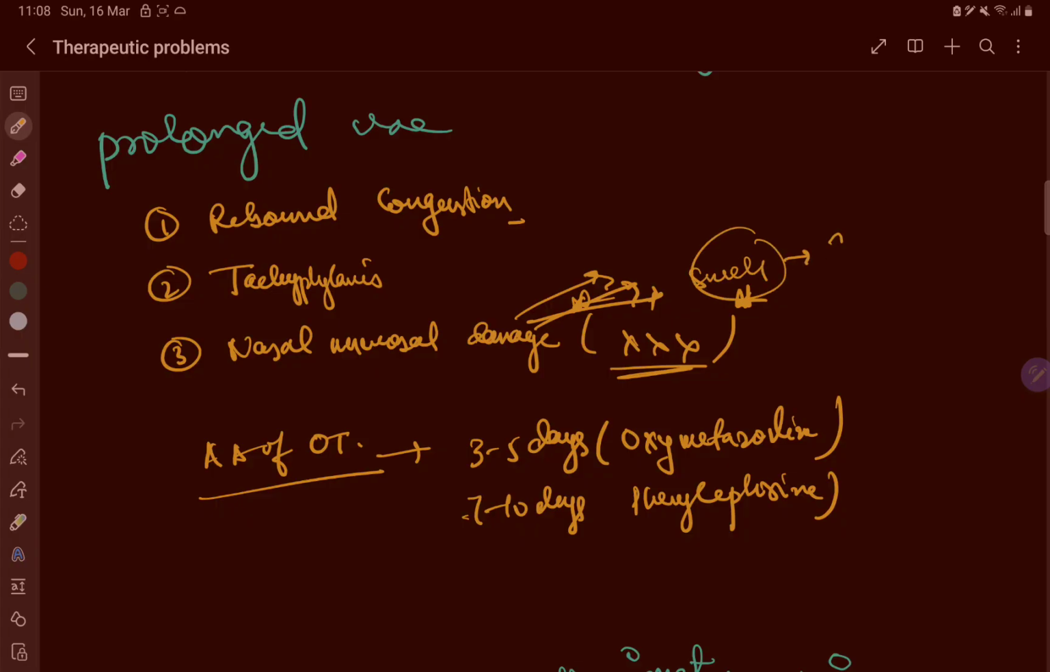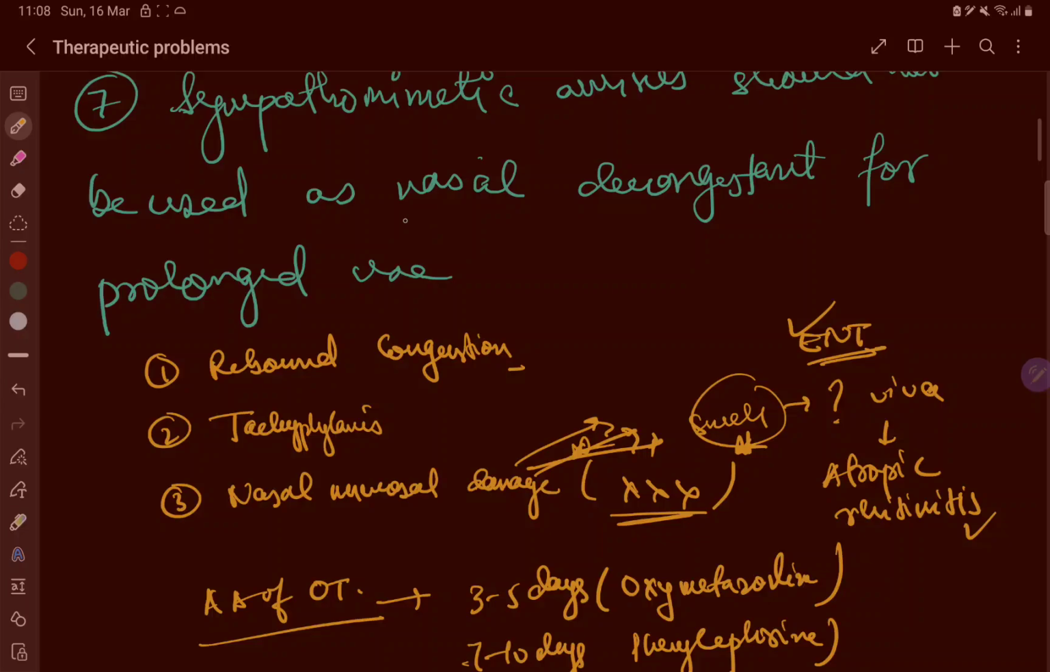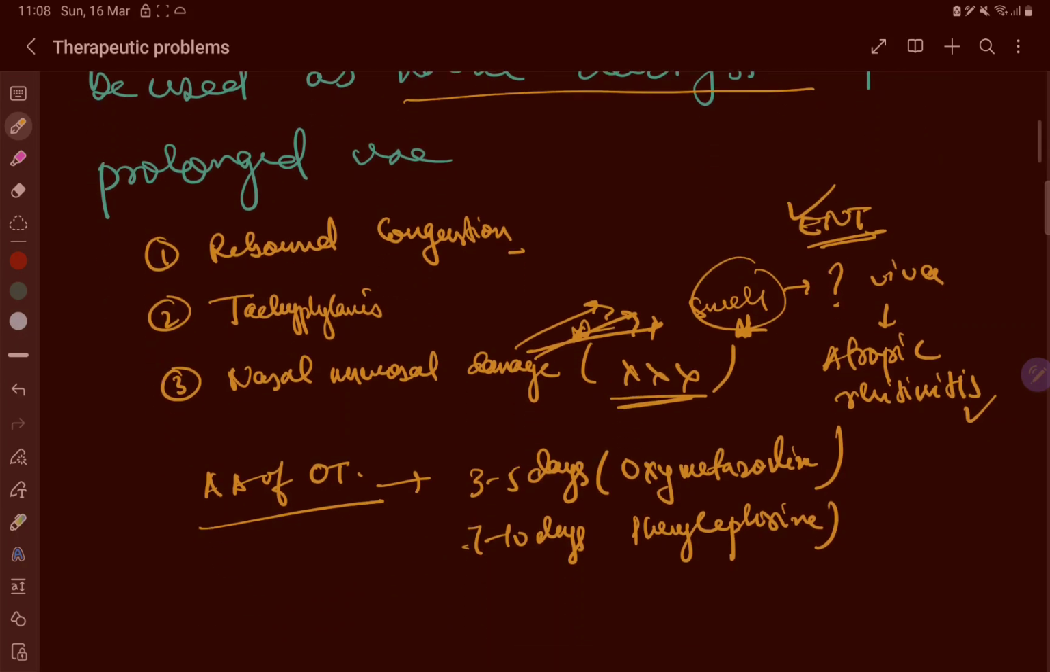And what is this called? This is asked in Viva. It is called atrophic rhinitis. It may cause the atrophic rhinitis. It is a famous question in the ENT, that use of any drug may cause atrophic rhinitis. So the answer is yes, oxymetazoline or the nasal decongestant on prolonged use can cause this.